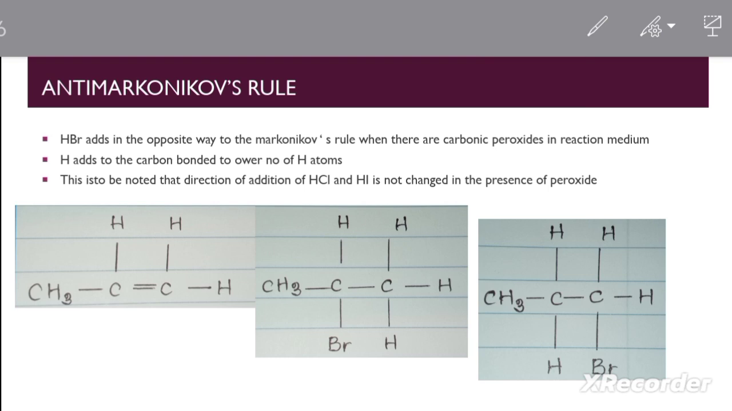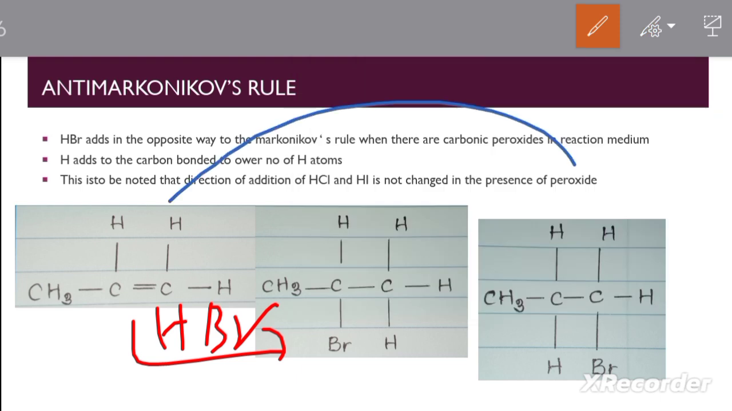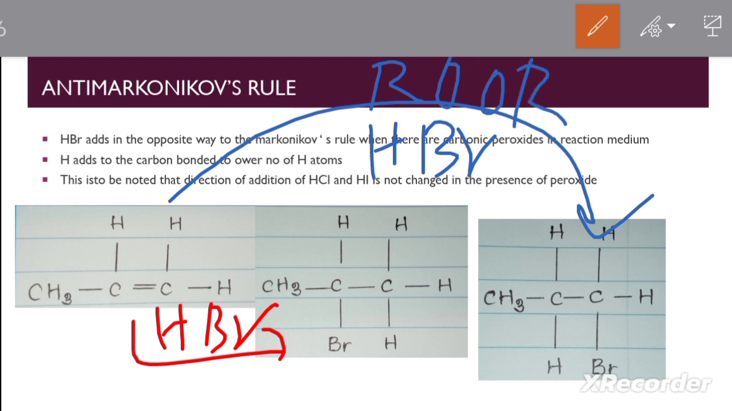HCl and HI are also two types of protic acids, but they do not follow the anti-Markovnikov's rule even though we add ROOR. So here, if you directly add HBr to this, this will be your product. And if you add HBr in a peroxide medium, then this will be your product.